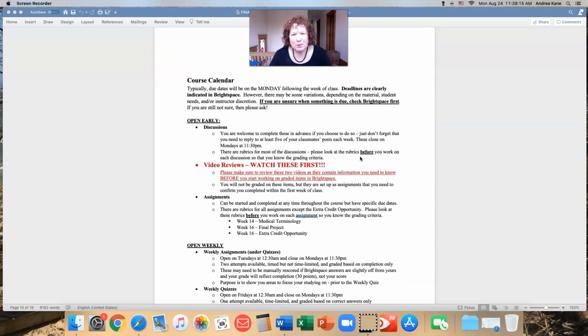So course calendar is below. Due dates are typically the Mondays following the week of class. And the deadlines are indicated in Brightspace. Brightspace is sort of my place of truth. I try and keep that the most accurate. So if you're looking for something, look in Brightspace first. If Brightspace has a conflict or you're just not sure after looking in Brightspace, then shoot me an email and I will work it out with you. I will probably post an announcement for everyone in Brightspace just to keep us all current.